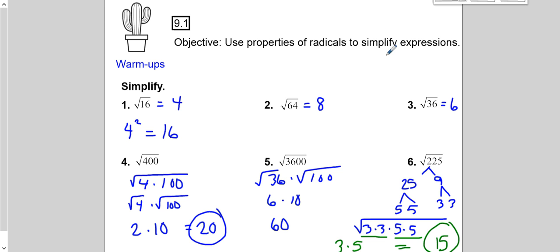So when simplifying radicals, some of them we may have memorized. Some of them we may see as 2 numbers we already know the square roots of, like 4 and 100 or 36 and 100. Or we can break it down into prime factors and pop out the pairs.